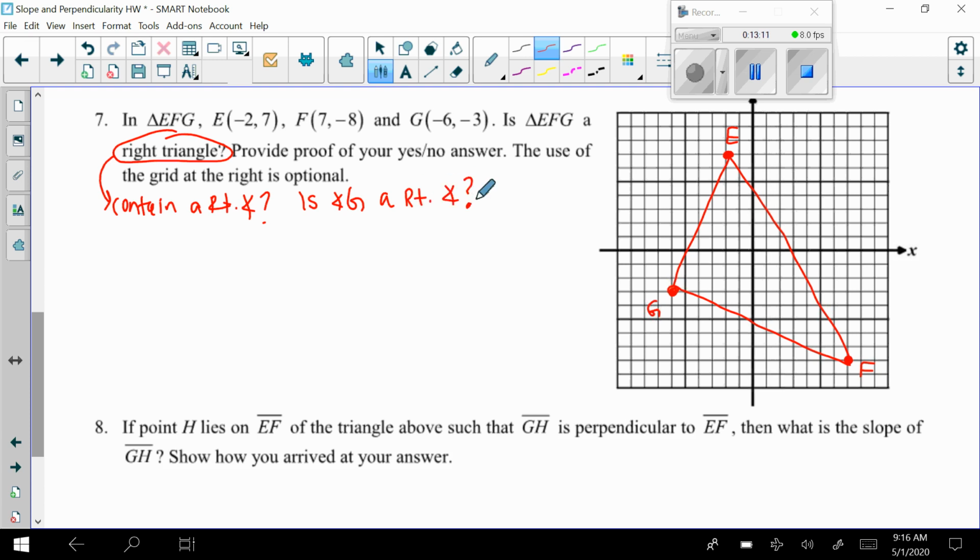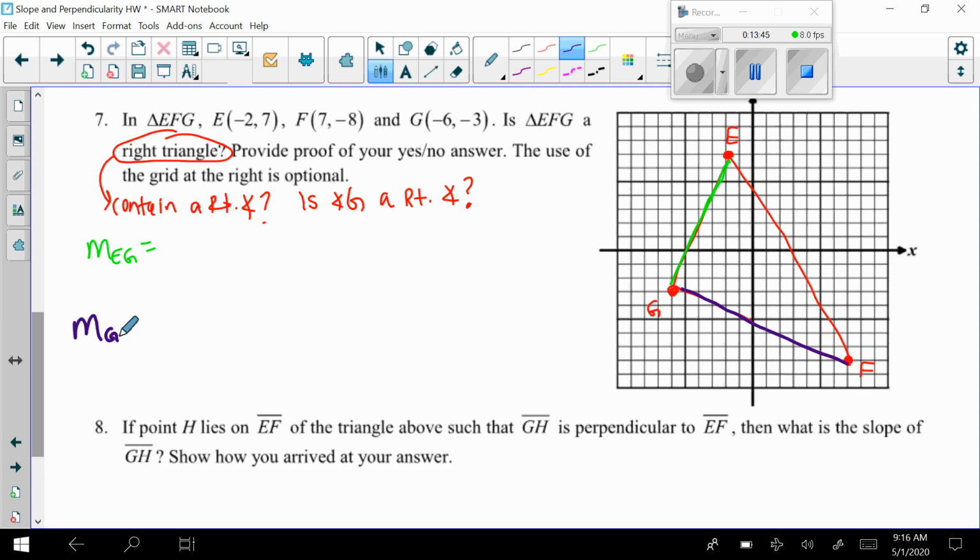How are we going to tell that? Well, we're going to test the slopes of the two segments that form angle G. So what two segments do we need to test? And we're going to see if their slopes are negative reciprocals of each other. And that is going to prove to us whether that's a right angle or not. So I'm going to do the slope of EG and I'm going to do the slope of GF.